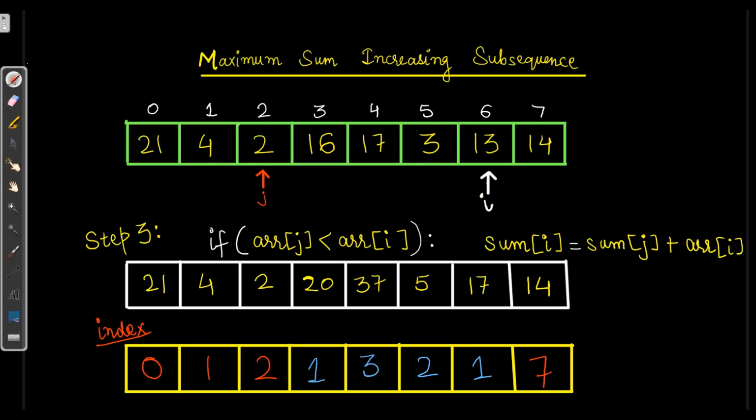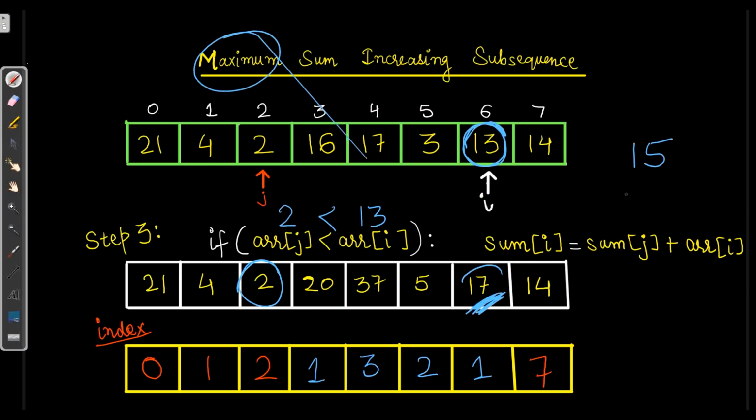Now j will iterate further. Here j is equal to 2nd index, where we have 2 value. Now here I'll check whether 13 is greater than 2. Yes. So here I'll take the value 13 and this value 2. So 13 plus 2 is 15. But we have here 17 already there. 17 being the maximum value, it is greater than 15. So here I will ignore it.